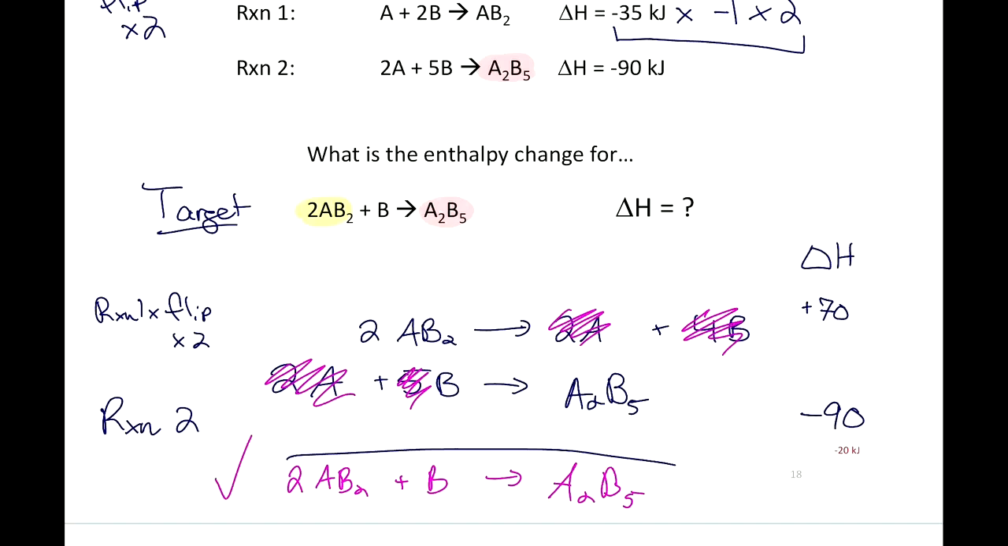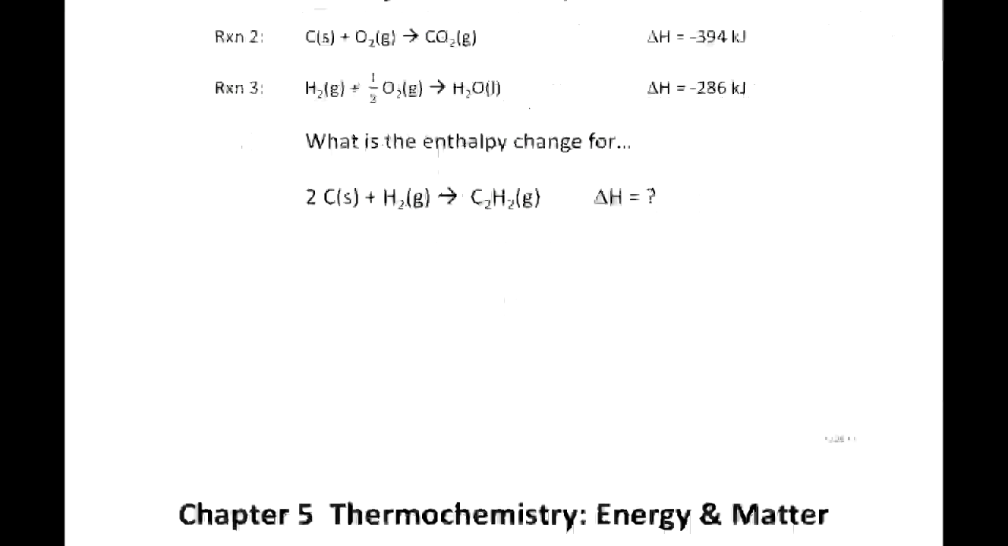So check and see, is that my target reaction I wanted? Yes, it is. And so then we can go ahead and add up those delta H's, and you do get, in fact, this is negative 20 kilojoules. Okay? So it's like a little puzzle. So flip, multiply as needed to make those given reactions match your target reaction. Okay, let's do one more that's a little harder.